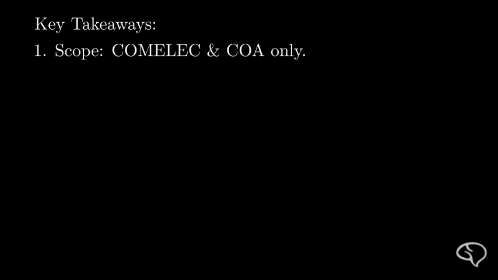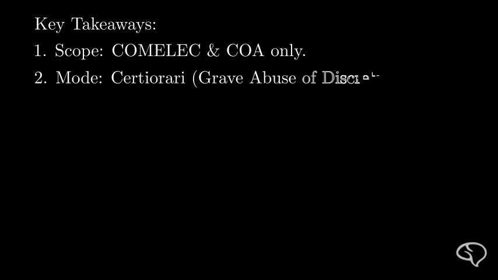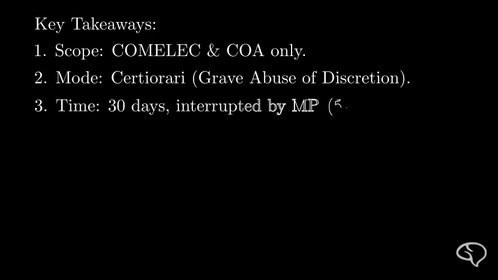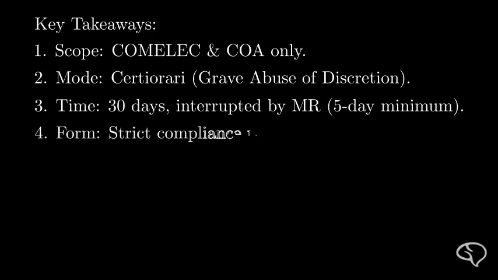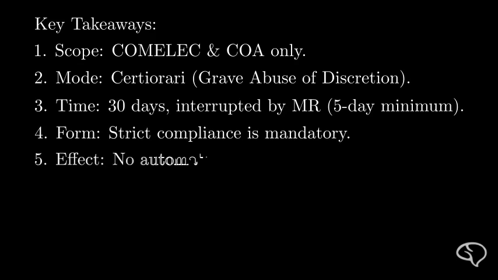First, remember the scope. Rule 64 is only for Comelec and COA. Second, the mode of review is certiorari, which means you must prove grave abuse of discretion. Third, the 30-day time limit is jurisdictional, but a motion for reconsideration can interrupt it, with a 5-day minimum. Fourth, strict compliance with the formal requirements is essential to avoid dismissal. And fifth, filing the petition does not automatically stay the execution of the judgment.